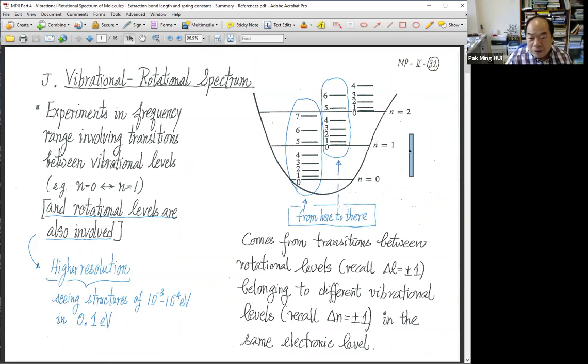So it is possible to have a transition from n equals 0, L equals 1. So the molecule is here, and then according to the selection rules, it could go to n equals 1. Then there are choices. Either it can go to L equals 0. Now, delta n is okay. Delta L is also okay. And then it can also go to n equals 1, L equals 2.